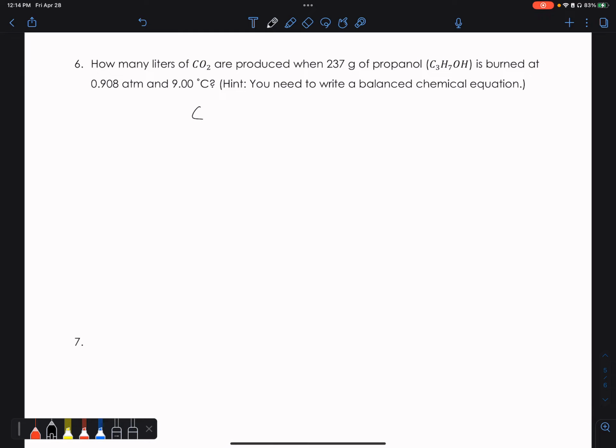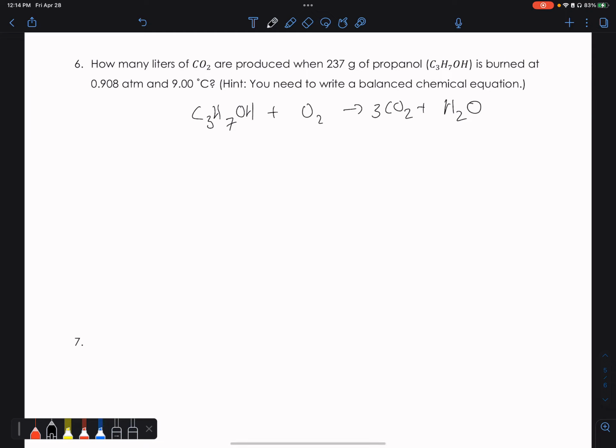This is actually a Chem 1 question, but you could answer it in Chem 20. So we have propanol, and propanol is being burned, which means that it's reacting with oxygen, and it's forming carbon dioxide plus water. That is what happens when you burn things that are made out of carbon. You get these products.